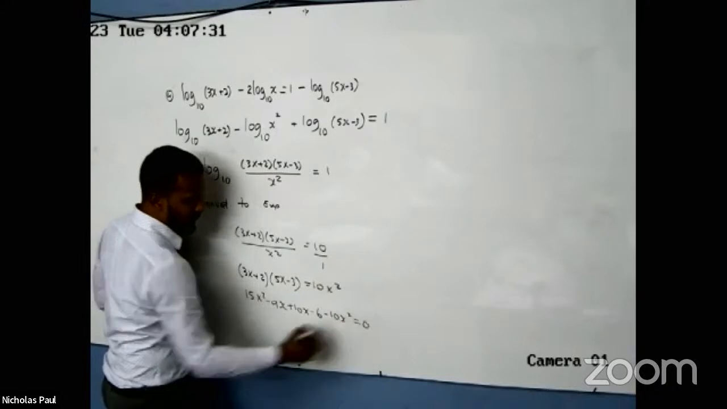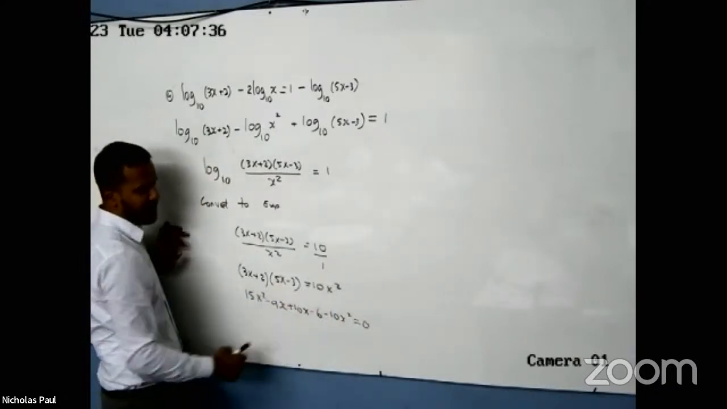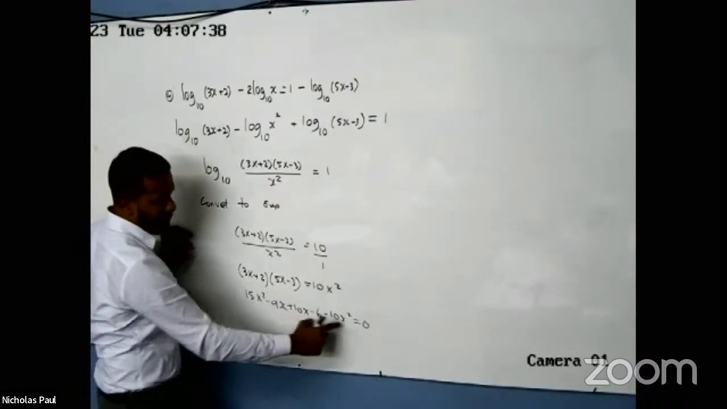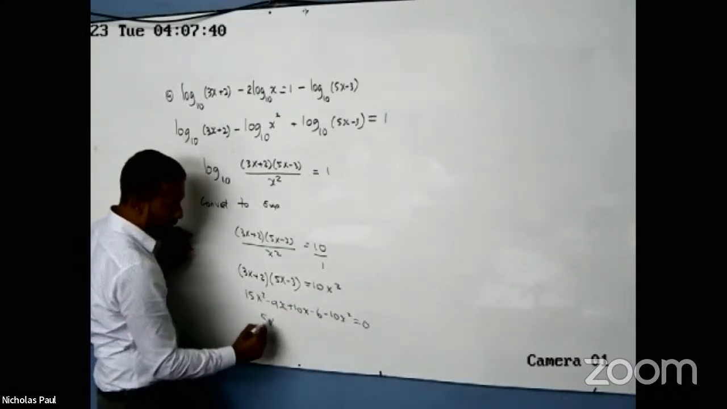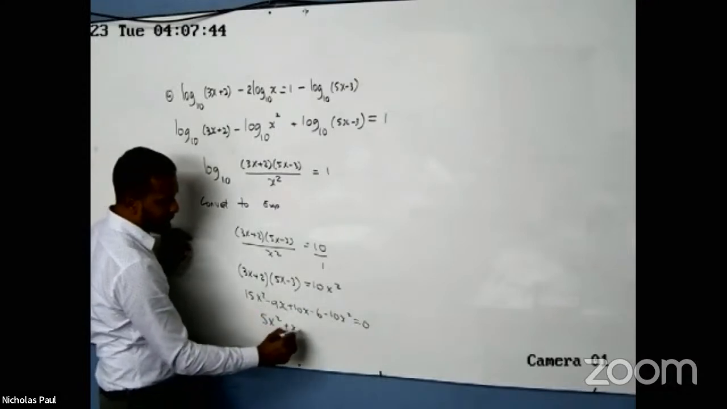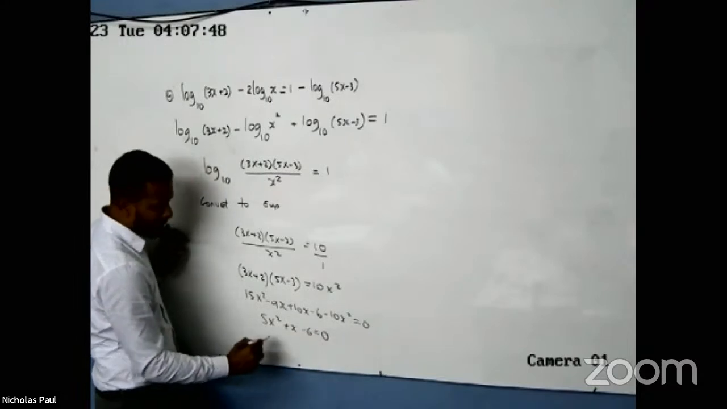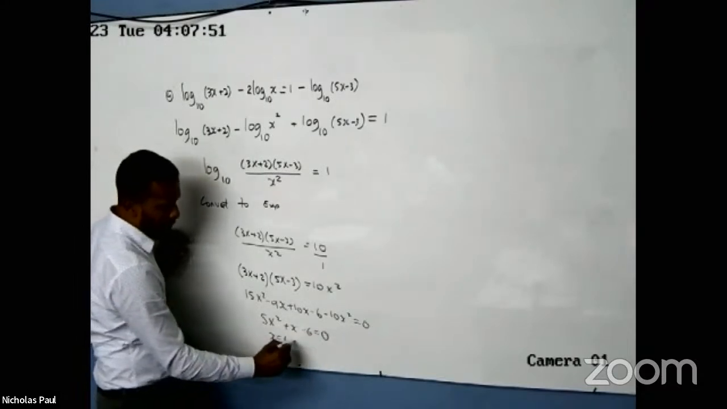And then make it equal to 0. So I expand this out and I bring the minus 10 across. 15x squared minus 10x squared is 5x squared. Minus 9 plus 10 is x. Minus 6 is equal to 0. Go take the calculator and you'll get x is 1 and minus 6 on 5.